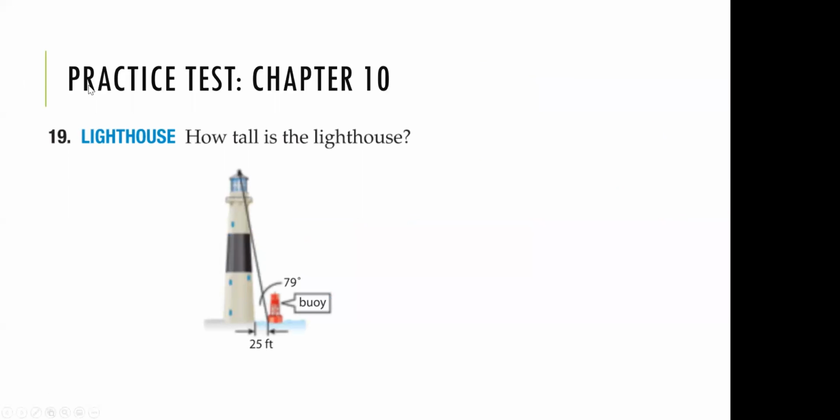And then last problem says, how tall is the lighthouse? Okay, so we can see from the diagram here, we have a right triangle. Okay, just trying to get you to see that, right? The right triangle there. Okay, and we know the length of this side is 25. We don't know the length of this side. That's what we are looking for. And we know the length of this angle is 79 degrees.